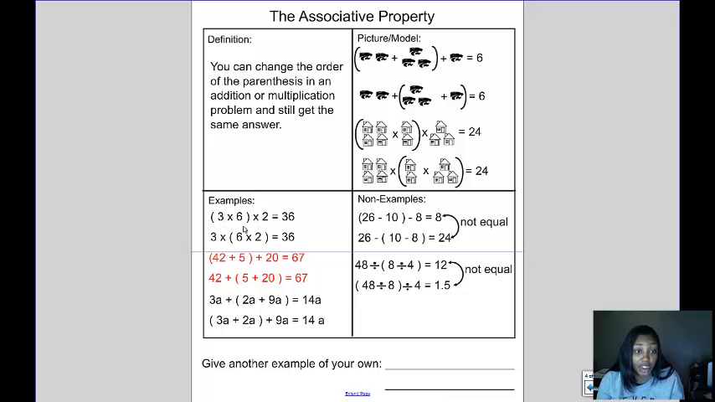But look, the parentheses were first around the first 2 numbers. Now it's around the second 2 numbers. And I still got 36 both times. Then in my next example, I still have the same order. It's still 42 plus 5 plus 20 each time.